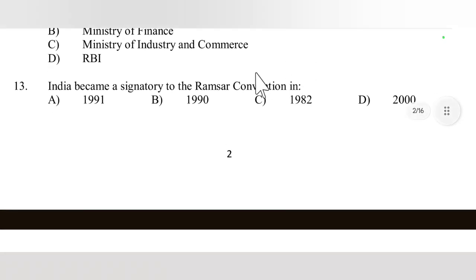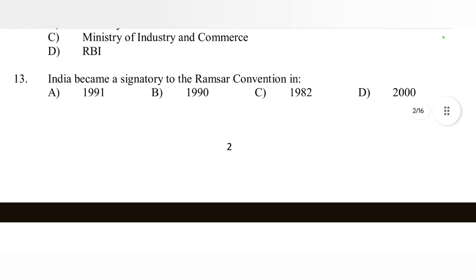Then question 13, India became a signatory to the Ramsar Convention in 1991, 1982 or 2000. In 1982, option C is right.